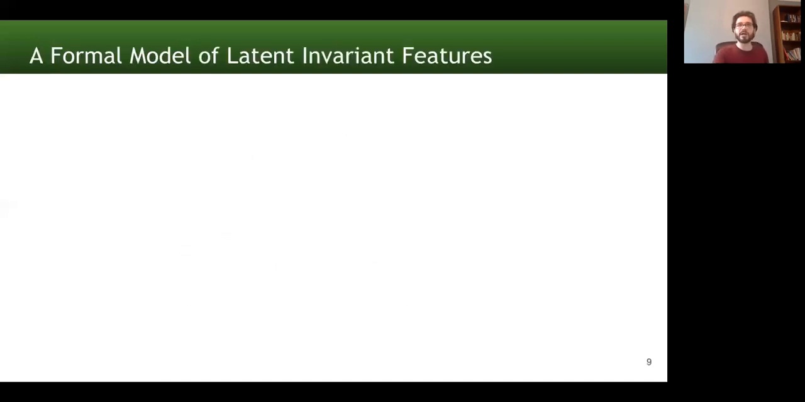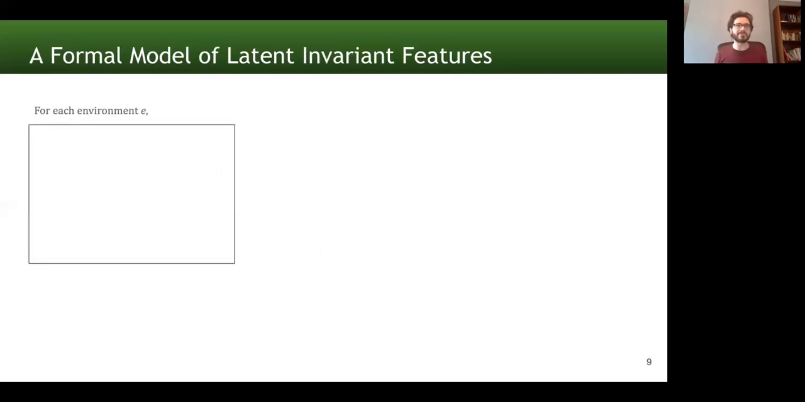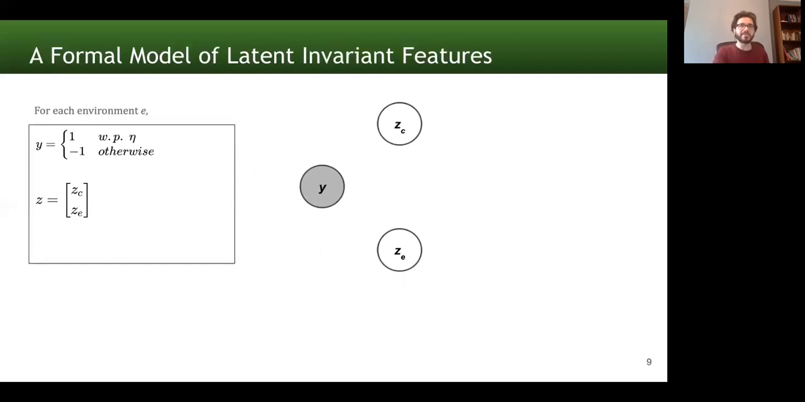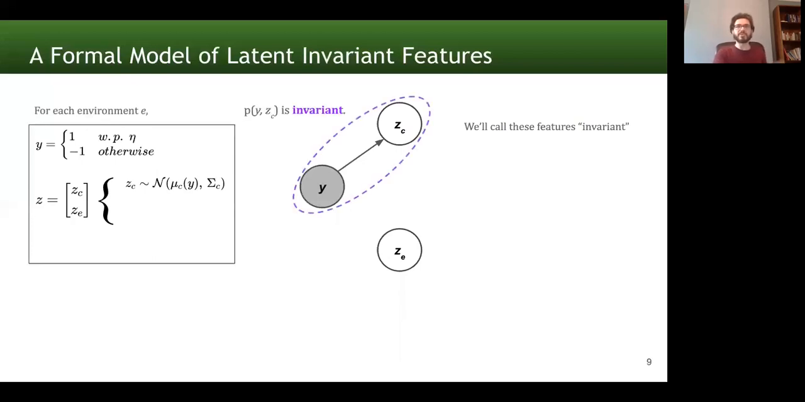So we pose a formal model of the existence of these latent invariant features, which is assumed by these objectives. We're also going to have this assumption of different environments, and data is generated from each environment as follows. We're going to model the label as some Bernoulli, which gives rise to these features, which can be partitioned into two sets of dimensions, ZC and ZE. We're going to model ZC as a label conditional Gaussian distribution, and we're going to call these features invariant. Why? Because the joint distribution with the label is invariant, and as a result, the informativeness that they have of the label is invariant. So given the features ZC, the distribution of Y given these features is invariant, which mirrors that causal idea that the distribution of Y given its parents is invariant.